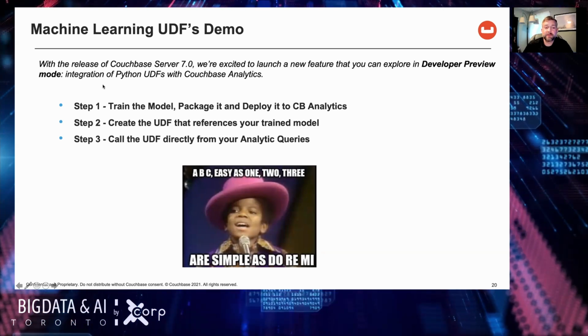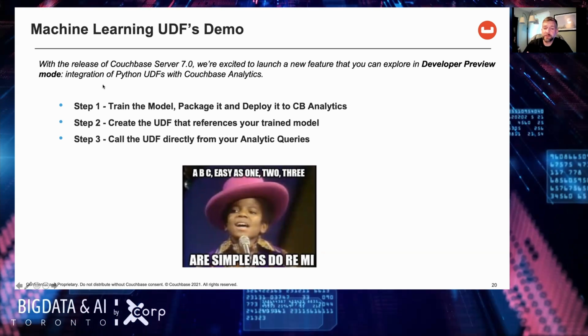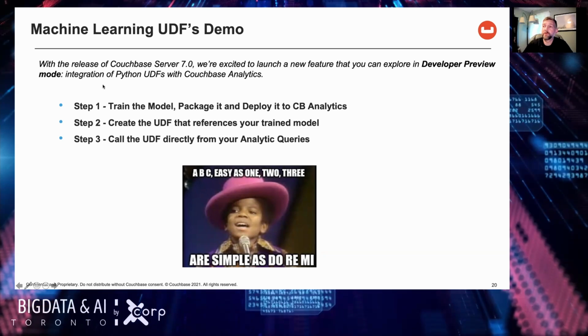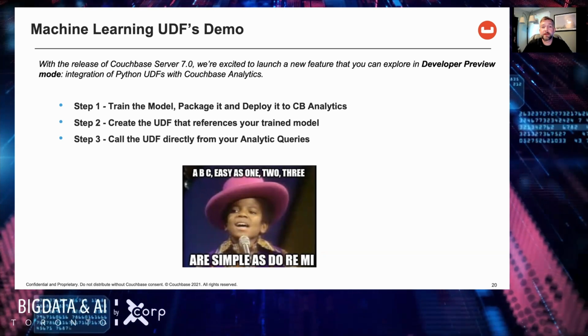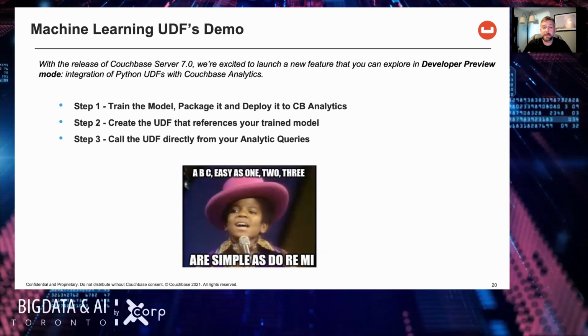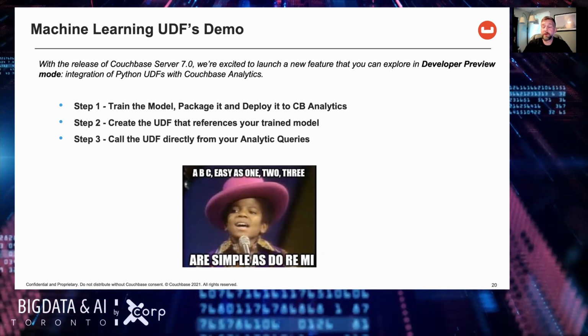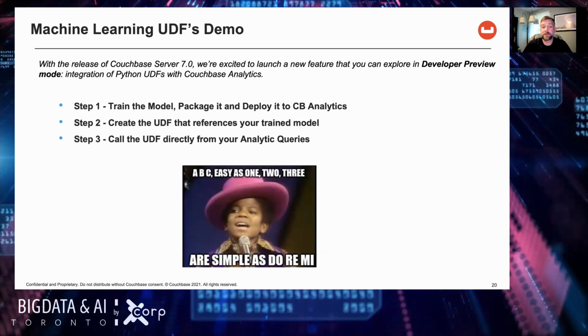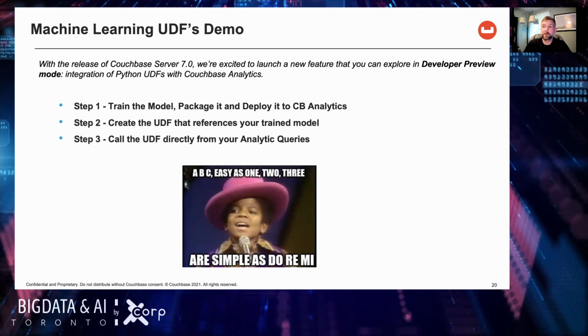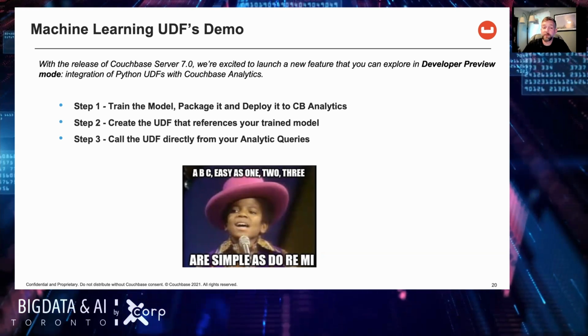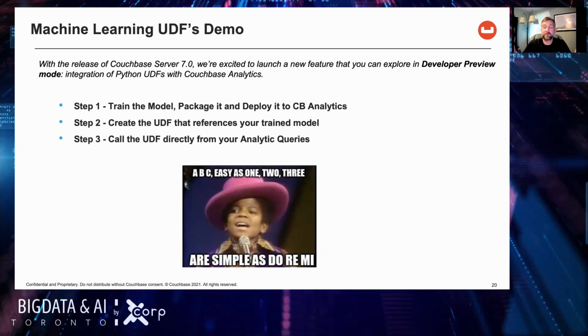So simple again, step 1, train the model, package it, and deploy it to CB Analytics. For the sake of brevity and the time that we're running up against here, we're not going to discuss that this time, but we are going to go over it and how easy it actually is to do. Step 2 would be create the UDF that references your trained model, very similar to what we did with the previous demo. And then we're going to call it, and we're going to reference it and test it out.